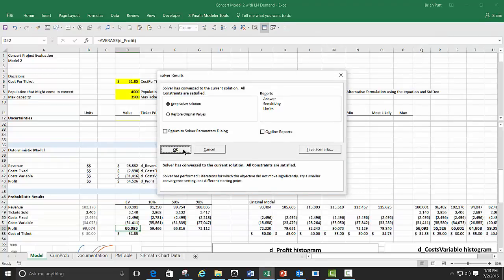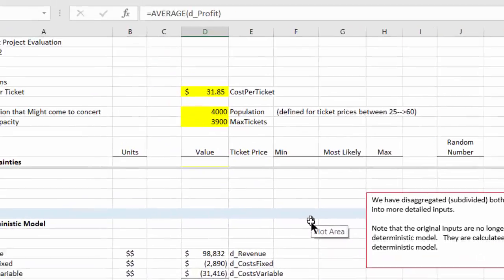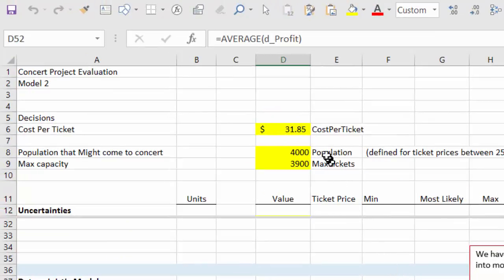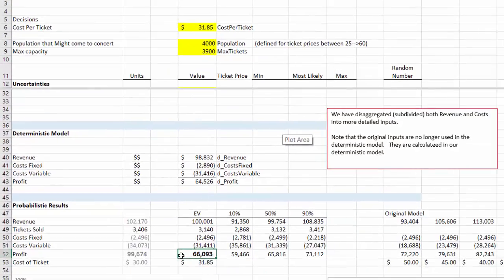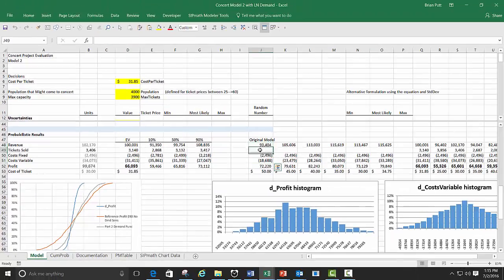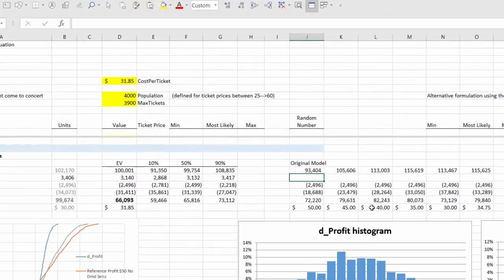And it has converged, and it tells us that we should be paying $31.85. That generates a profit of $66,093. And I had previously stored that number over here. We didn't capture the number of tickets sold previously, but let's put that in. So that's equal to the revenue divided by the ticket price.